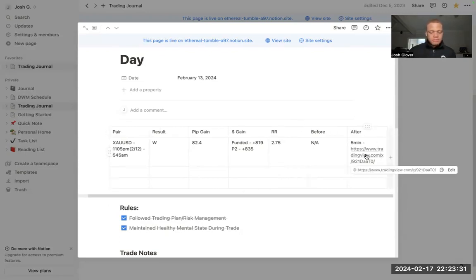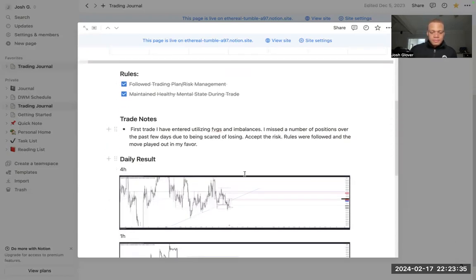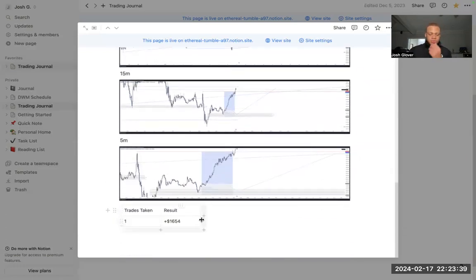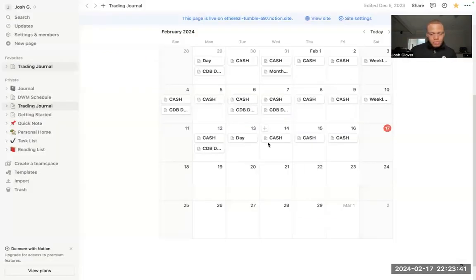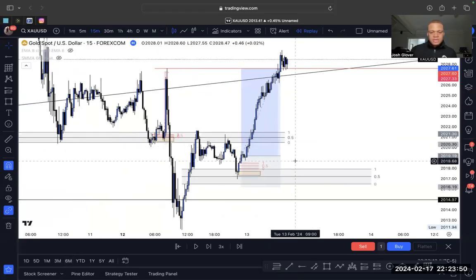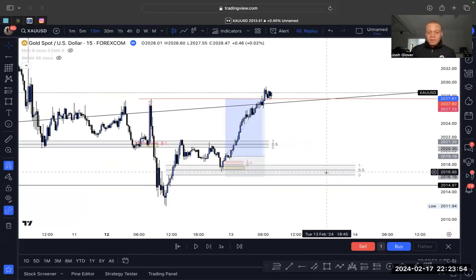So that's real nice. I got a link to the screenshot, but then I also got just these notes here as to the actual trade. Rest of the week was cash. There was too much economic news going on. I sat on my hands for the rest of the week. Let me go to Safari. So that's what took place on gold this past week for me.